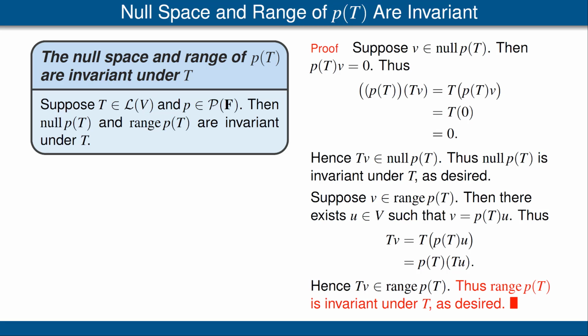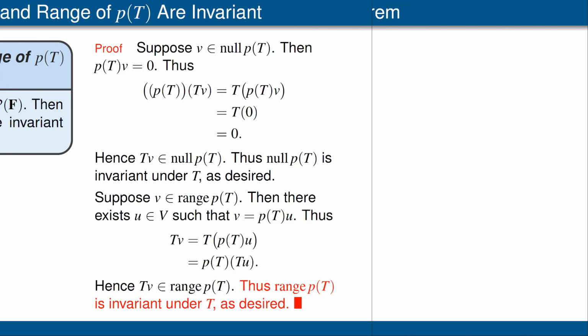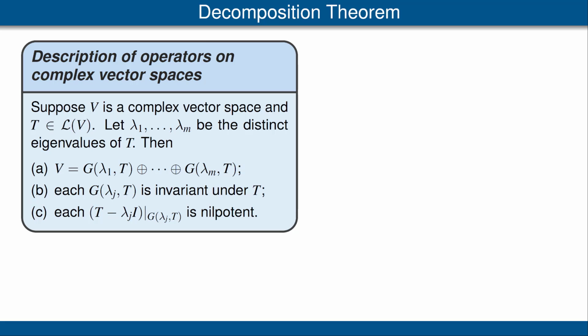And again, we started with a vector in the range of P of T. We concluded that T of that vector is in the range of P of T. That's precisely what it means for the range of P of T to be invariant under T. This completes the proof. Now we come to one of the most important theorems in linear algebra. This theorem gives a complete description of the structure of an arbitrary operator on a finite dimensional complex vector space.